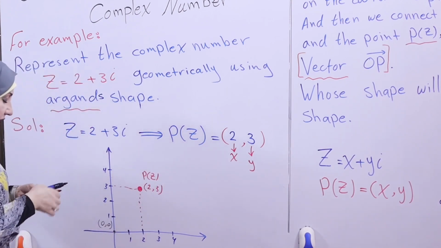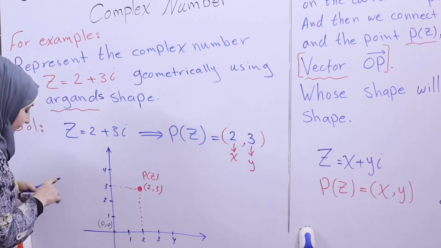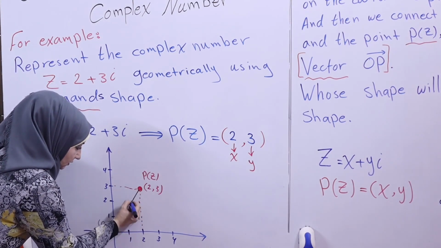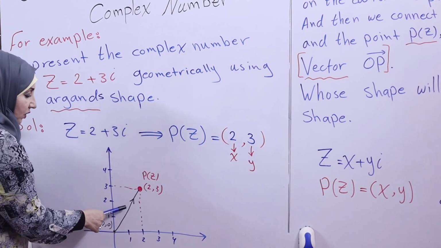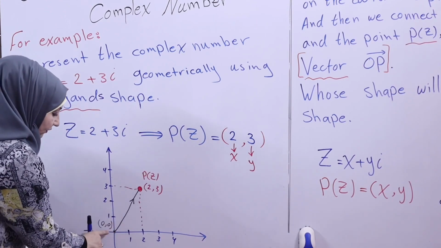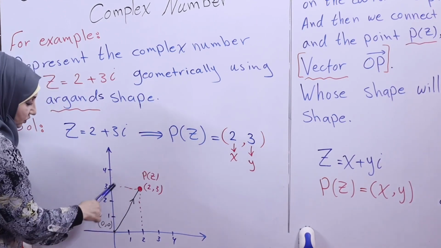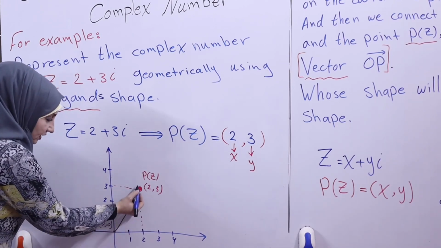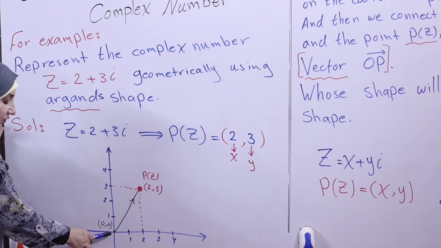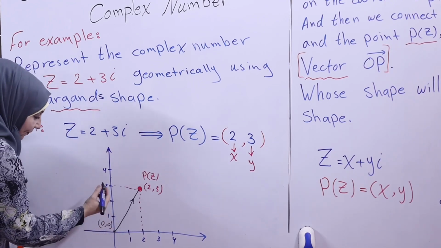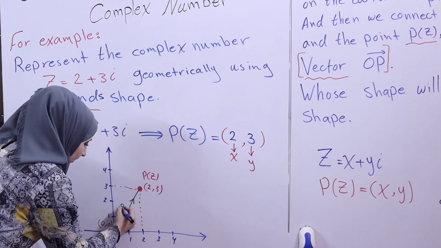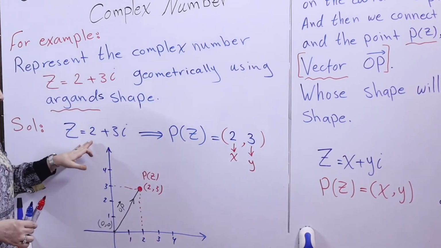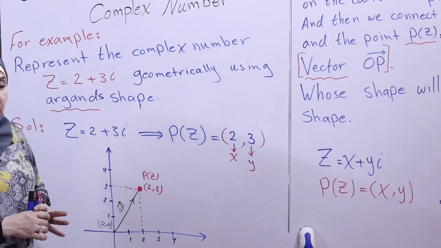So if we connect the origin and the point of Z, we will get the vector OP, which represents the Argand's shape. The vector OP represents Argand's shape for the complex number z equal 2 plus 3i.